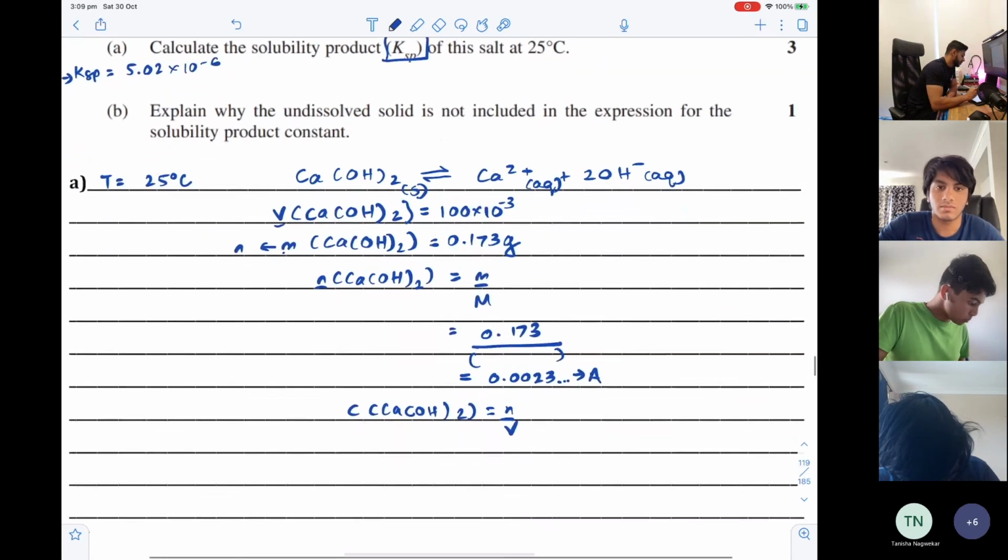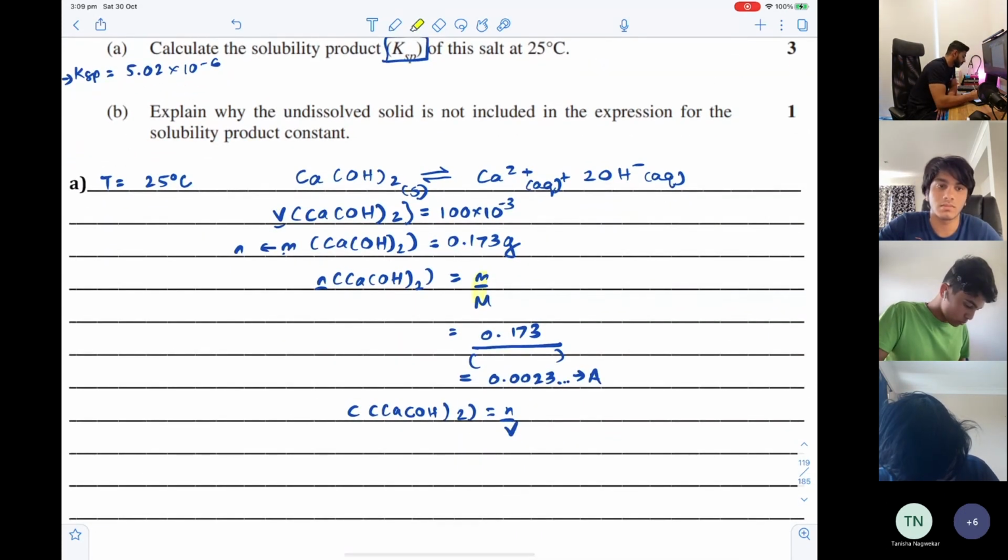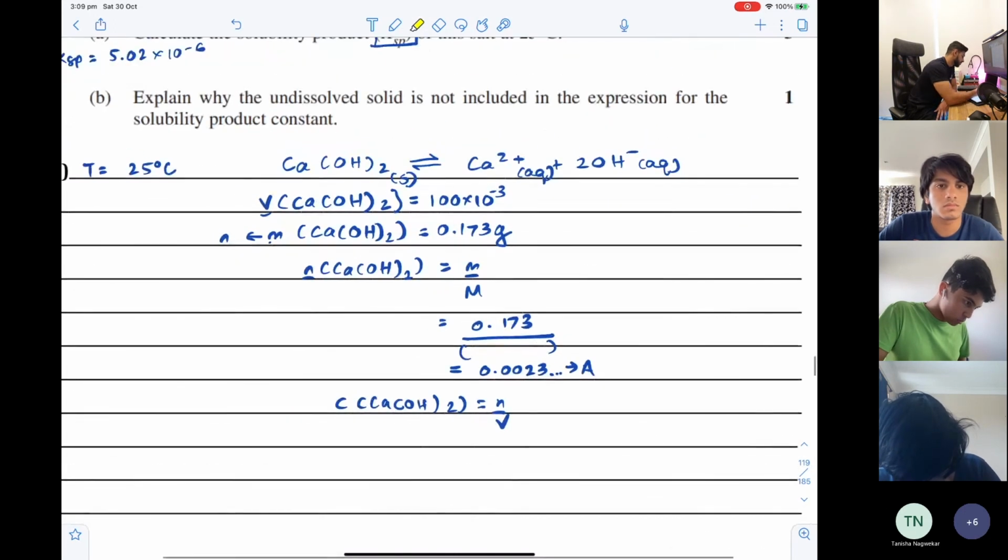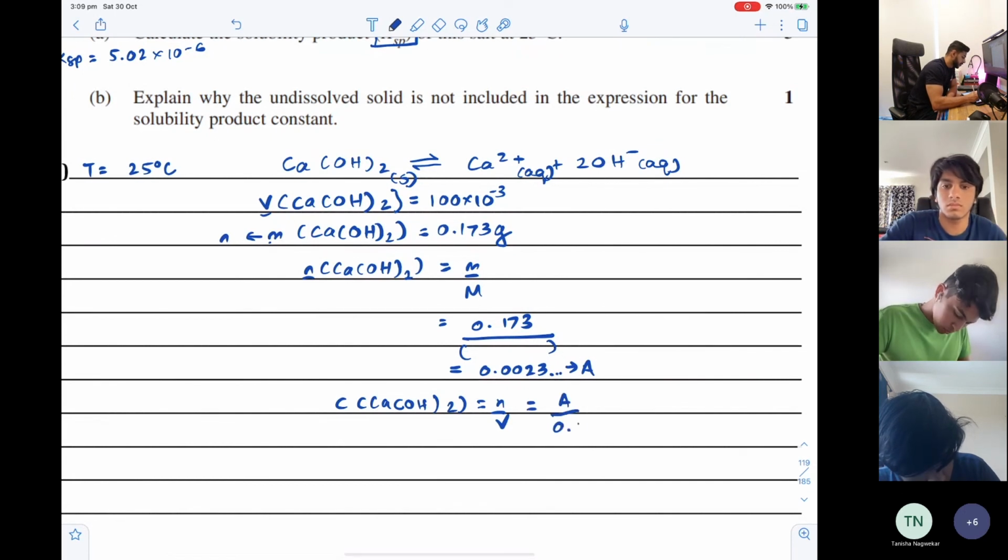Now, small practice, everyone. Make sure you always put the formula before subbing. In the HSC, they can take marks off if you don't include the formula. It will be for specific questions that you're not aware of. So build that good practice now. C equals N on V. So what's our C? So that's A divided by 0.1.